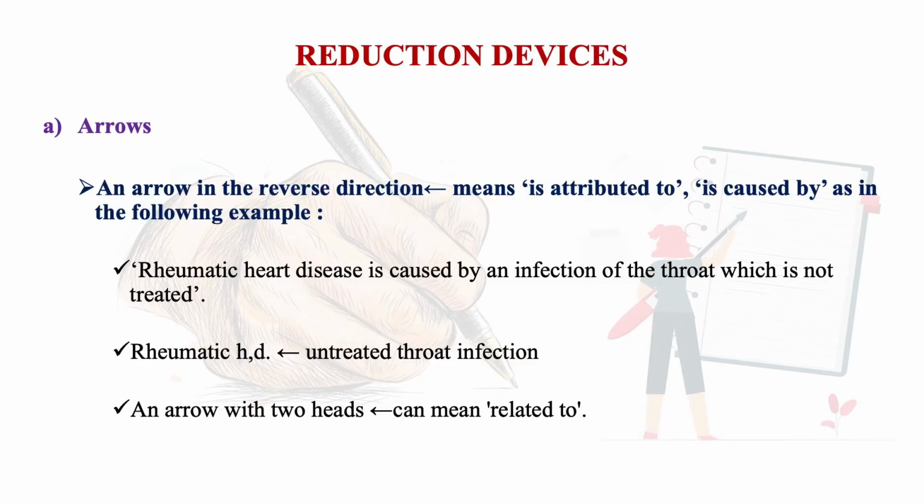Okay, so an arrow is also used with two heads, maybe on the left-hand side and right-hand side both, in both manners, and which has a different meaning. When you're using an arrow with two heads, it can mean related to. That means both are related to each other. So that's how you make use of the arrow. That's the symbol, which is known as a reduction device.